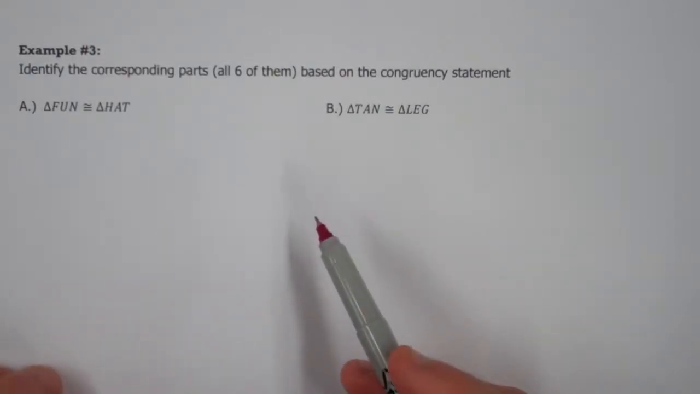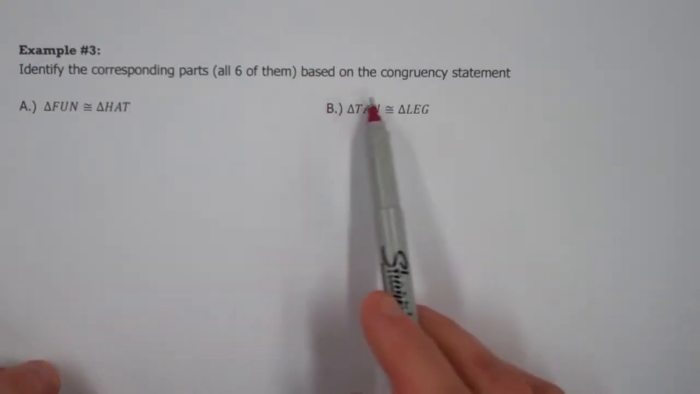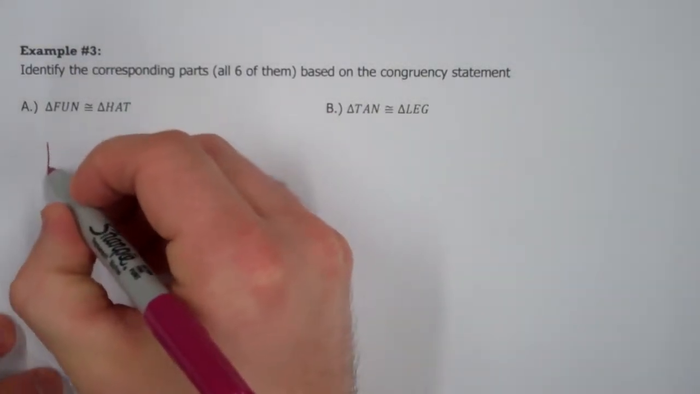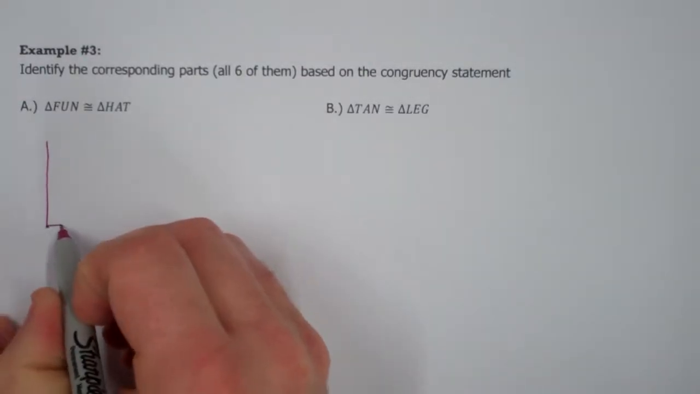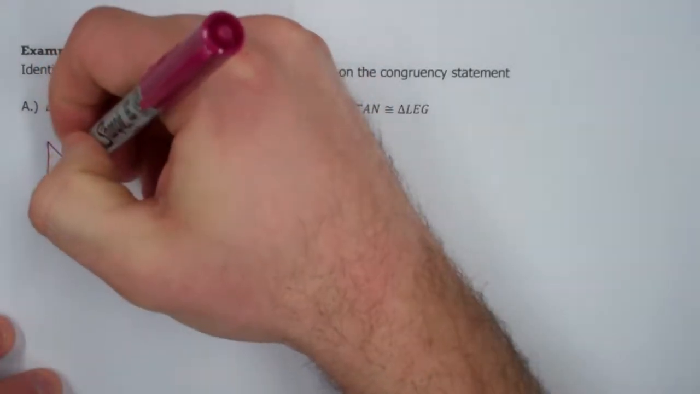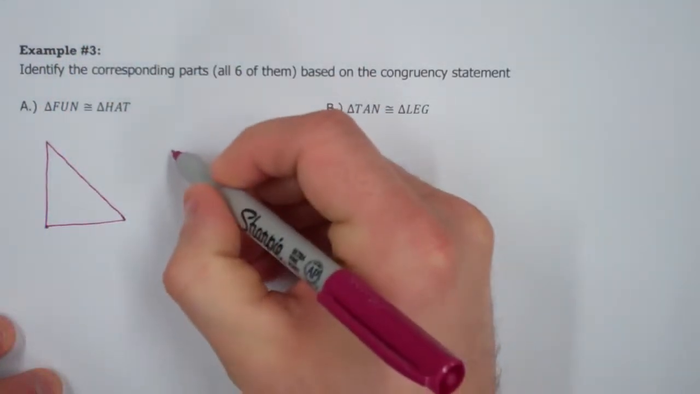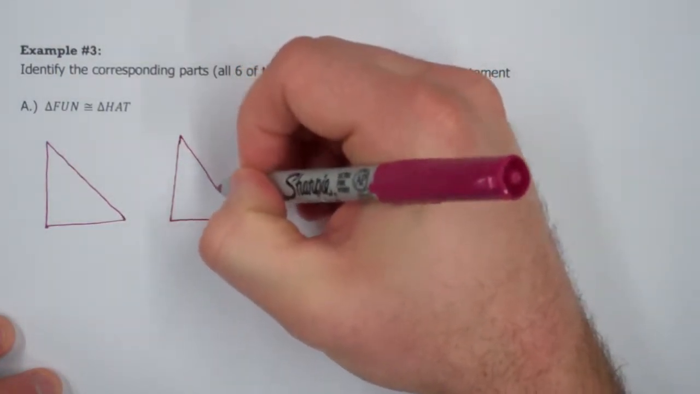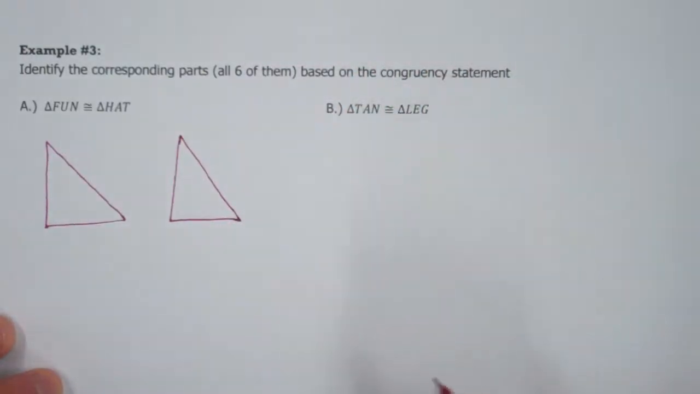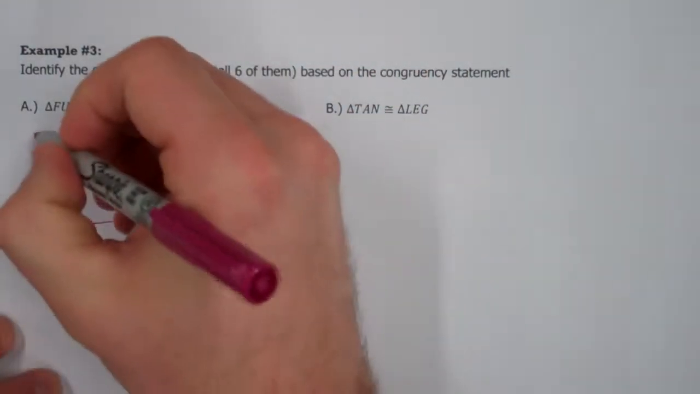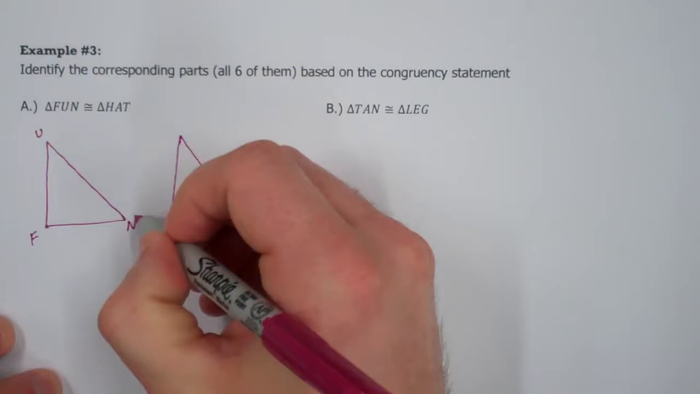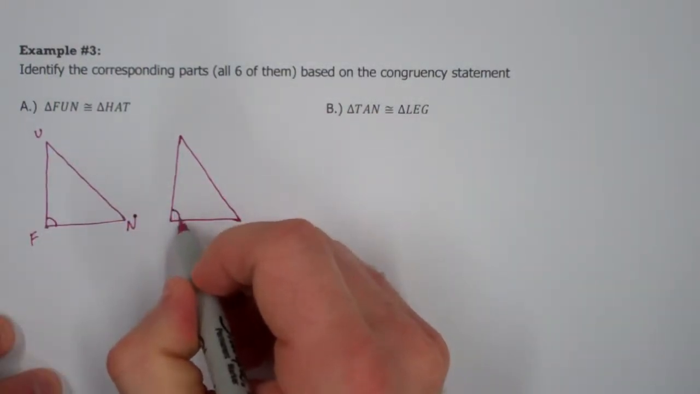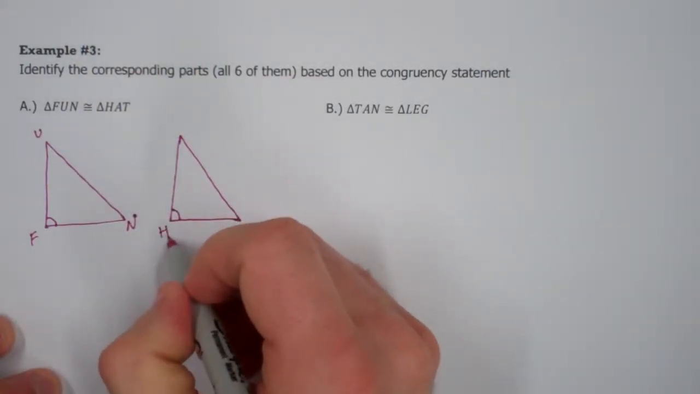In this example, we're going to identify the corresponding parts based on the congruency statement. For the first one, I'm going to draw these two triangles. And we don't know if they're right triangles or not, but we can still draw these two. They kind of look like right triangles, but they're supposed to be congruent at least. So we've got F, U, and N. And if F is here, then we need to have H right here.